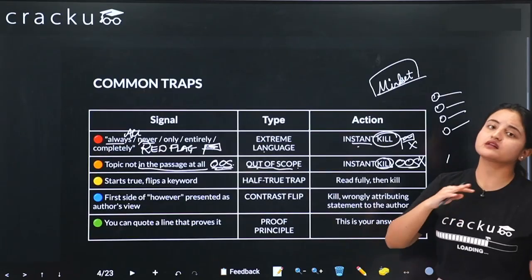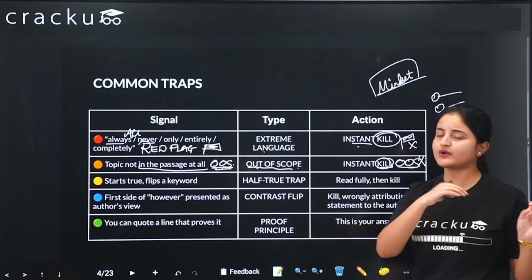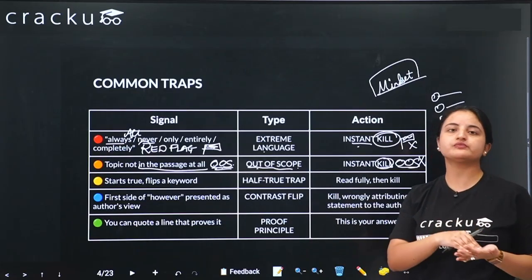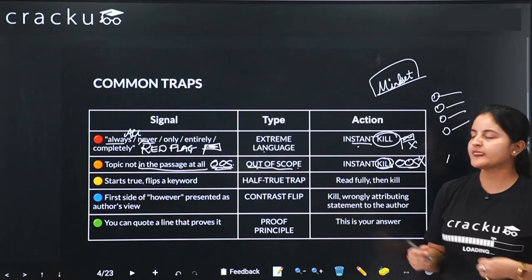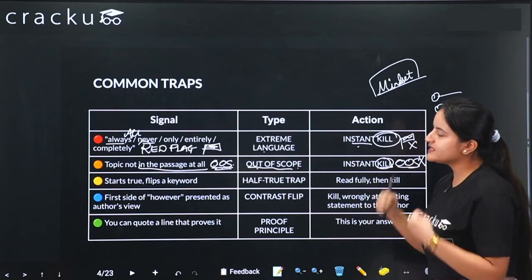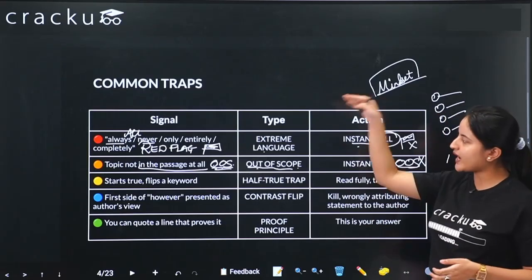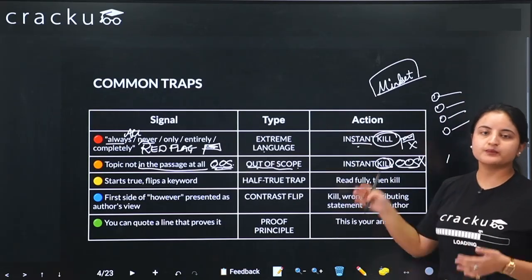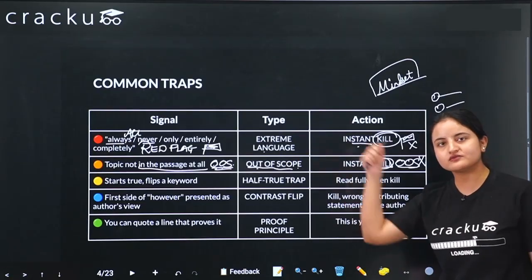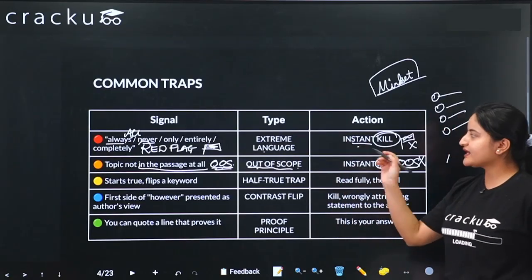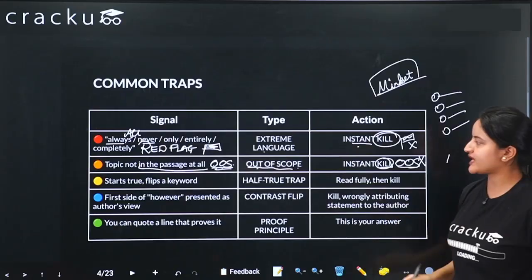It might be relevant, but it won't be present in the passage. This is the identity of out of scope. So there is a reason why these traps are so good: because they sound good. They sound like, oh my God, this is real. This sounds good. But again, you have to be aware of these traps.